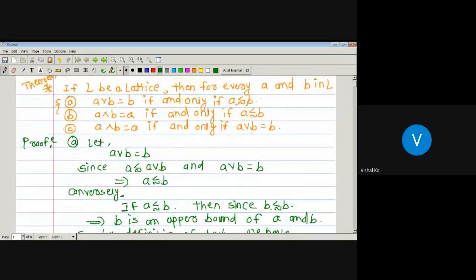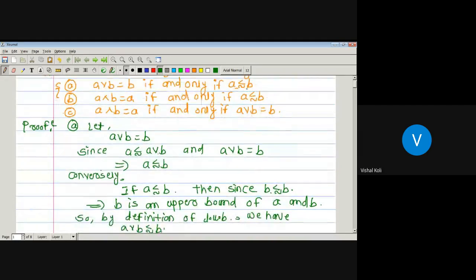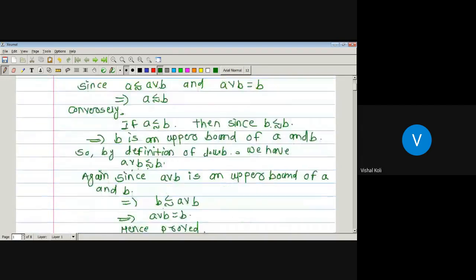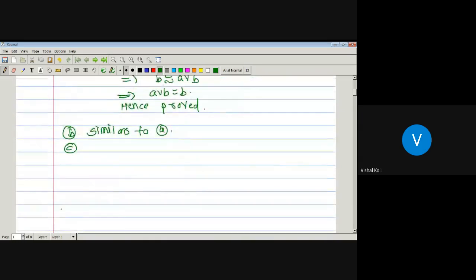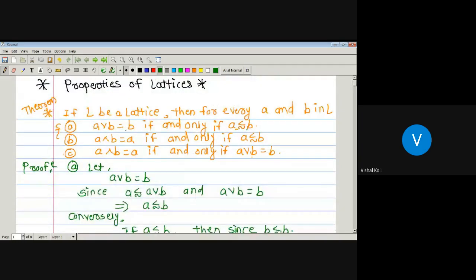Now we have to prove the second one, that is, A meet B equal to A if and only if A precedes B. By using the definition of greatest lower bound, this will be obviously true, similar to the first one, and the proof is similar. So the first and second will be proved. Okay, so A join B equal to B if and only if A precedes B, and A meet B equal to A if and only if A precedes B.